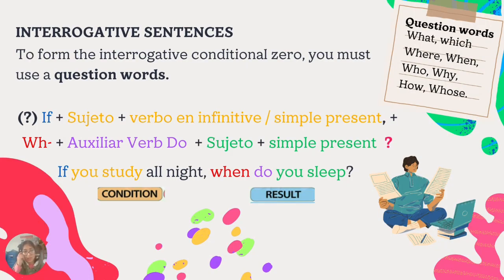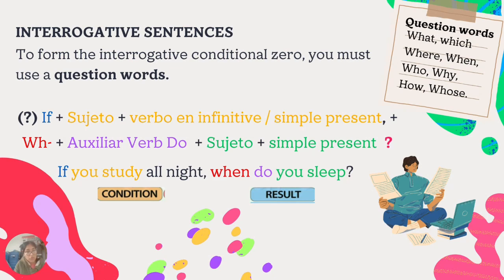For the interrogative sentences. To form interrogative sentences in the zero conditional, you must use a question word. The question words in English are words that help us formulate questions about the action expressed by the verb. The question words are what, which, where, when, who, why, how.